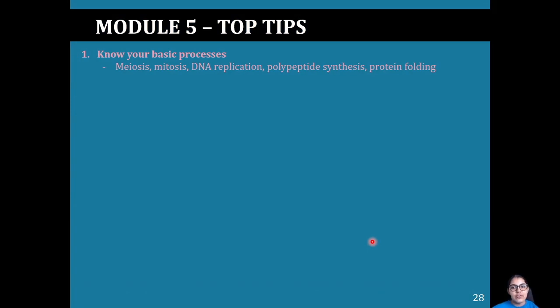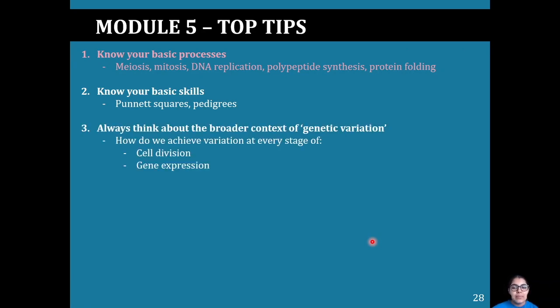5 tips for Module 5. Know your processes. Those processes of meiosis, mitosis, DNA replication, polypeptide synthesis, they're all super important. Also know your basic skills, so how to draw Punnett squares and pedigrees.